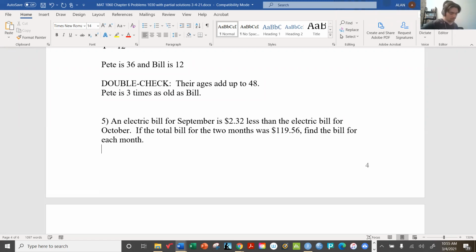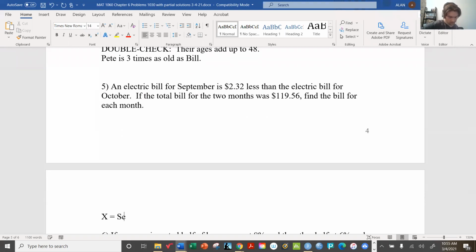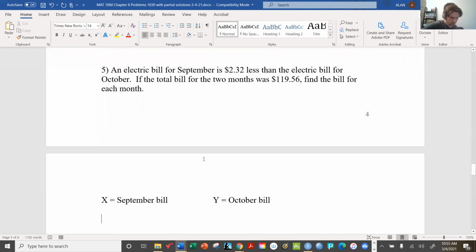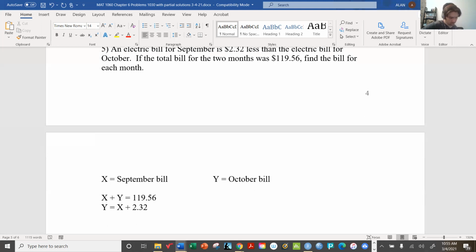All right, so let's do this. x could be the September bill, and y could be the October bill. So right off the bat, we know that their sum is $119.56. We also know that the October bill is higher by $232. So why don't we do this? Let's say that y equals x plus $232, because it costs more to heat your house in October than in September.